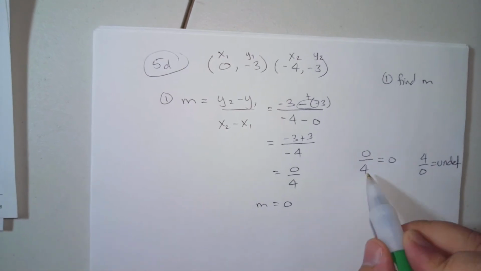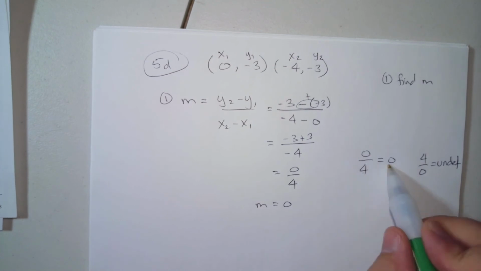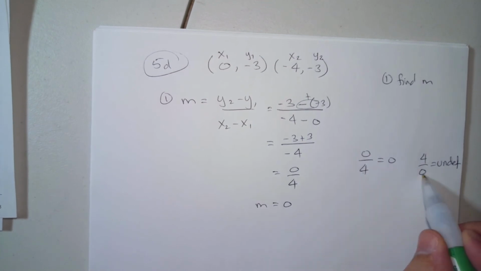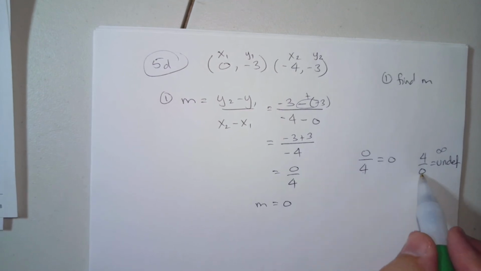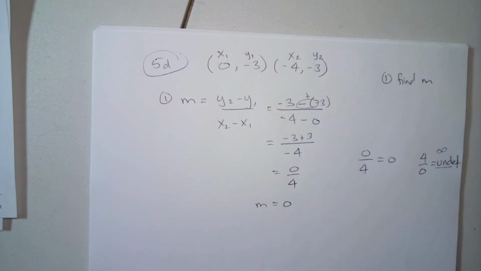If 0 is on top, how many times does 4 fit into 0? None. How many times does 0 go into 4? An infinite number of times. If I promise to give you nothing, how many ways can I do that? An infinite number of ways I can give you nothing. So if the 0 is on the bottom, it's undefined. If the 0 is on top, the answer is 0. So we have our slope. It's 0.